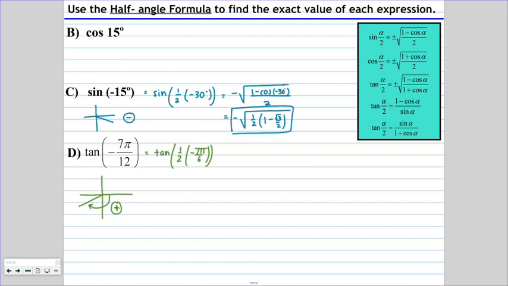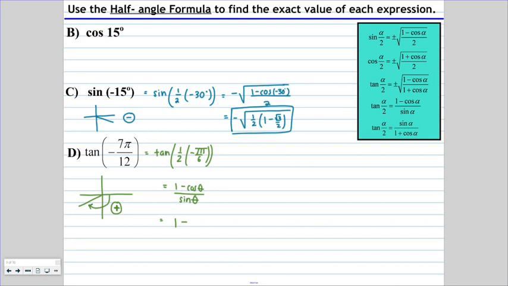But we also know we don't have to use the square root expansion for the tangent of half an angle. We've got two other expansions there that don't have those plus or minus signs. We don't even have to worry about it if we use one of those other expansions. So I'm going to use the expansion 1 minus the cosine of theta over the sine of theta, where theta is negative 7 pi over 6.